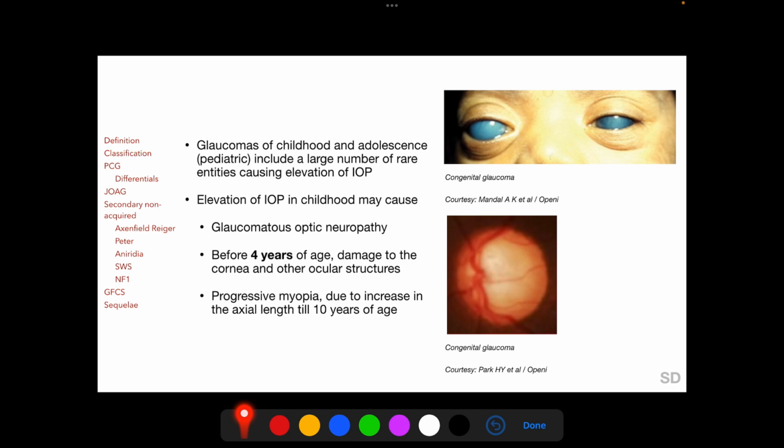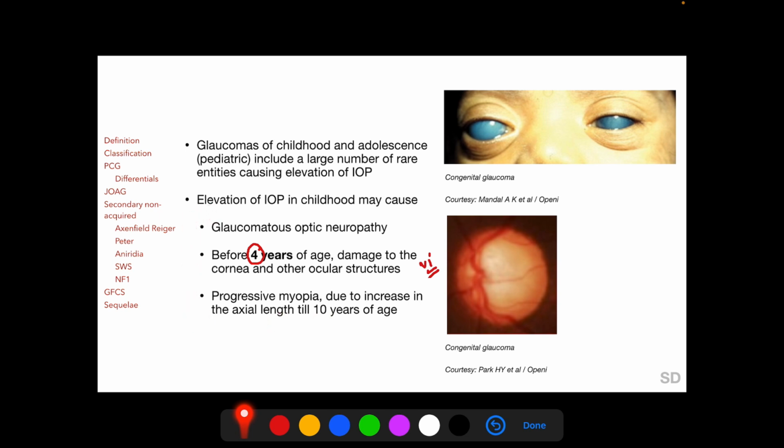Glaucomas of childhood and adolescence include a large number of rare entities causing elevation of intraocular pressure. The elevation of intraocular pressure in childhood may cause, in addition to glaucomatous optic neuropathy, damage to the cornea and other ocular structures if the onset of intraocular pressure occurs before 4 years of age, which is very important to understand. This figure of 4 years is very important so far as management of pediatric glaucoma is concerned. And progressive myopia occurs due to increase in axial length till 10 years of age.